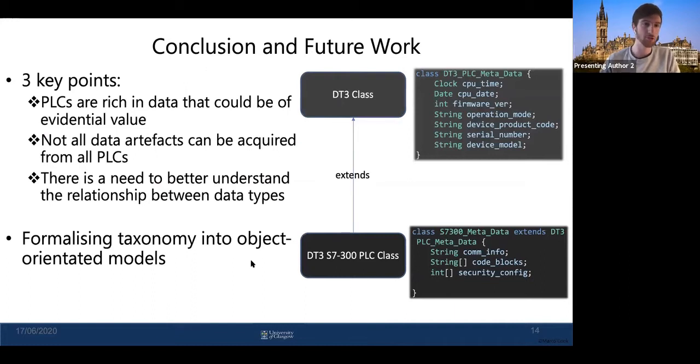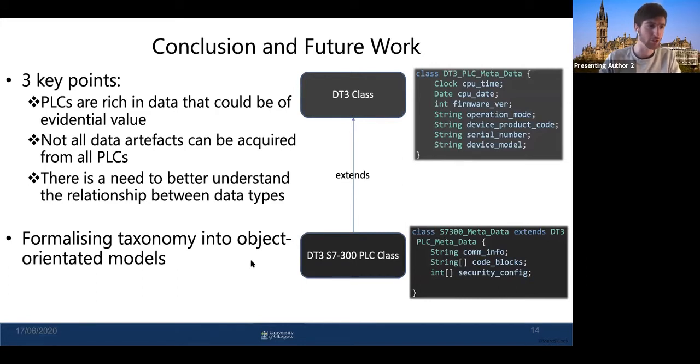Okay, so to conclude, I'll leave you with 3 points, or 4, I guess, if you include the future work. PLCs are rich in data that could be of evidential value. As we see, there's a number of detailed data artifacts that we can acquire from PLCs that could provide evidential value in a forensics investigation.